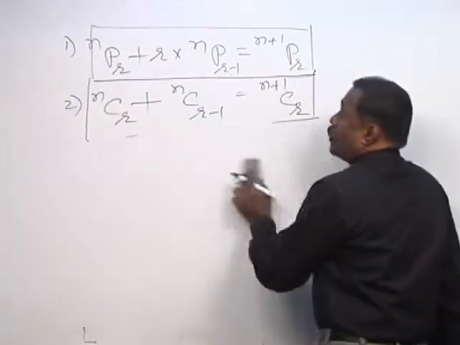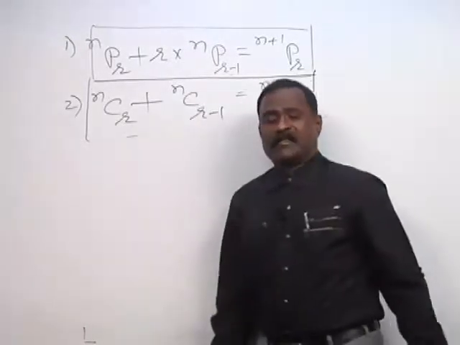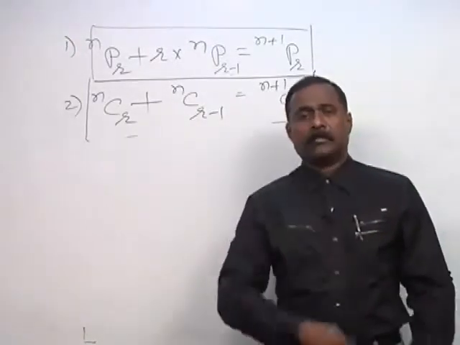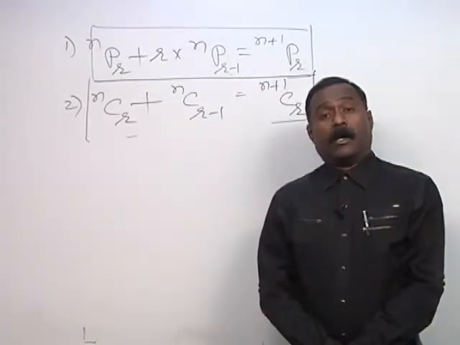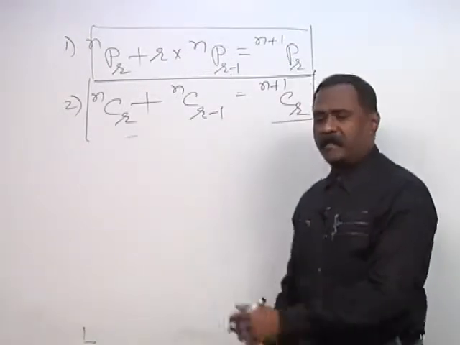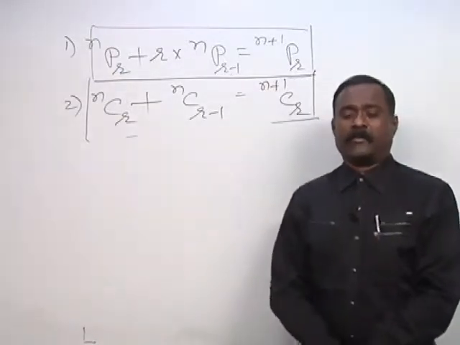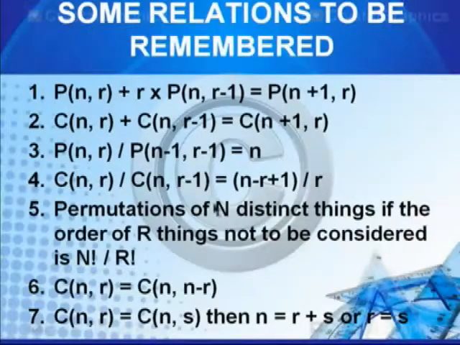So understand, 16th slide. Whenever the order of things is not to be considered, then simply it is n factorial upon r factorial. Fifth one please. Permutations of n distinct things: if the order of r things is not to be considered, it is n factorial upon r factorial.